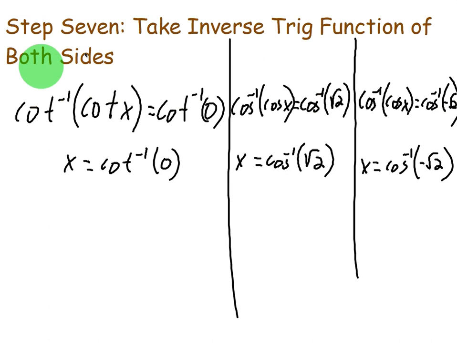Step 7 is to take the inverse trig function of both sides. So to get x by itself here, we have to take the cotangent inverse of both sides to cancel this cotangent out. And same thing over here, take the cosine inverse, and we're doing it on both sides so that we can cancel the cosine, so that ultimately we can just have x by itself. So we get x equals cotangent inverse of 0, x equals cosine inverse of square root of 2, and x equals cosine inverse of negative square root of 2. So that's step 7, taking the inverse trig function of both sides.